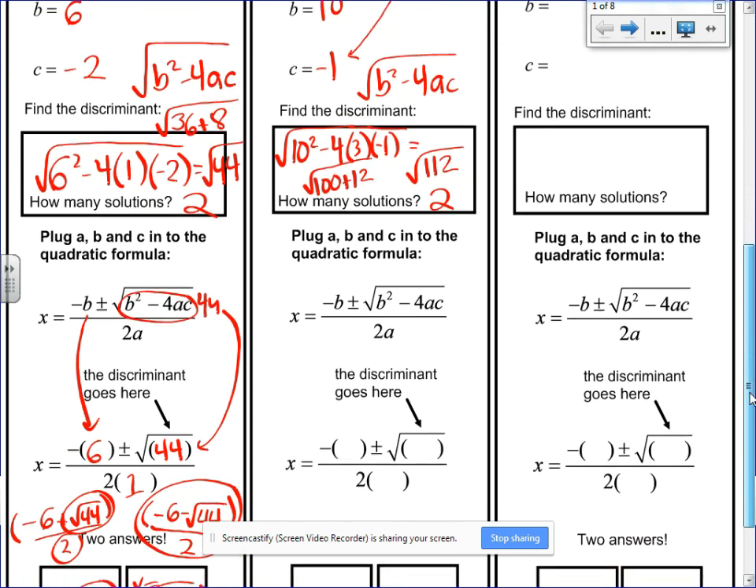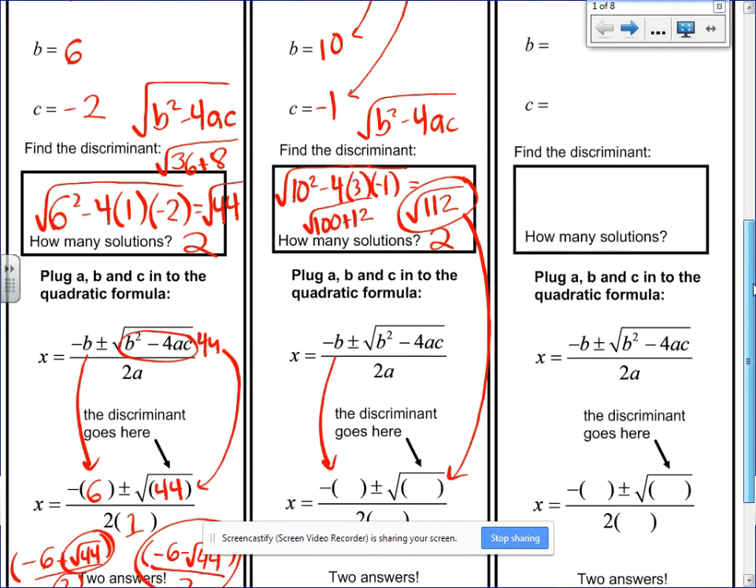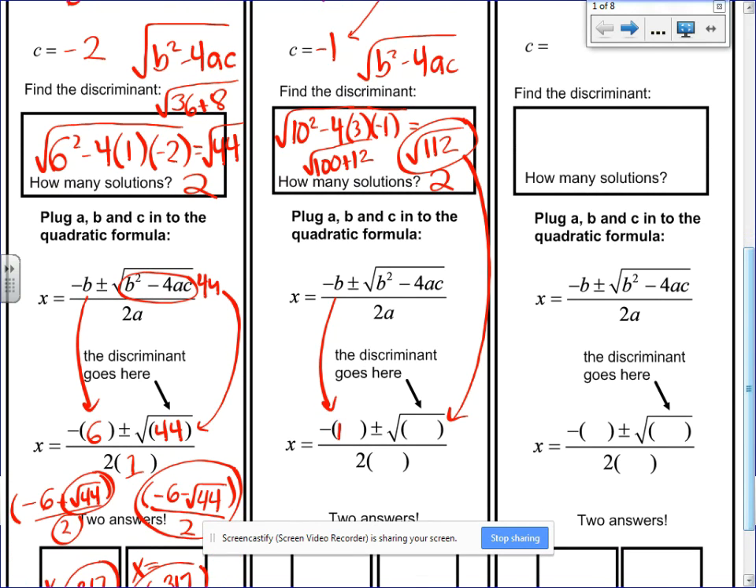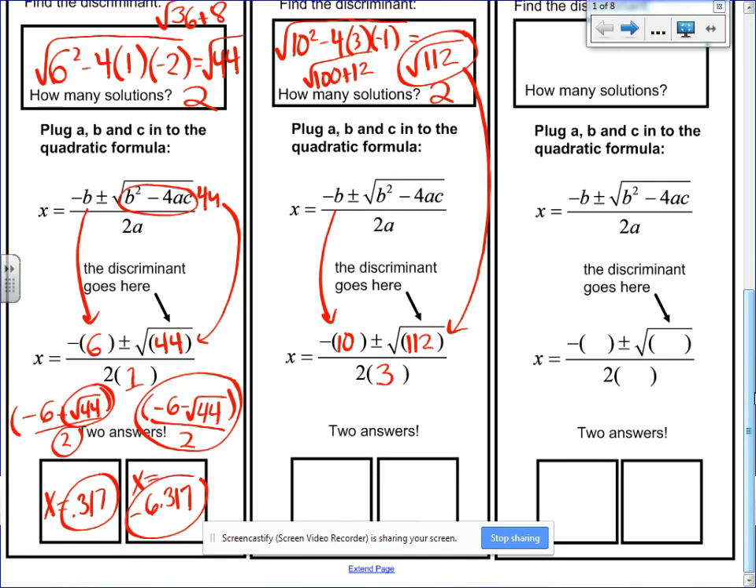Now I have to plug into the formula. Remember again, that number just goes in there. So I have x equals the opposite of b. My b was 10. Plus or minus the square root of the discriminant, which was 112, divided by 2 times a, which was 3. So again, I can put this into my calculator.